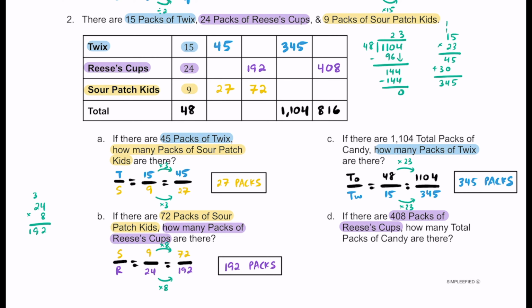So if we wanted to go ahead and write this a little bit more clearly, if we didn't have a table, we would have Reese's Cups to total here. And we can see the ratio here is 24 to 48, or 1-to-2. You can write either one down. So I'm going to put 24 and 48.